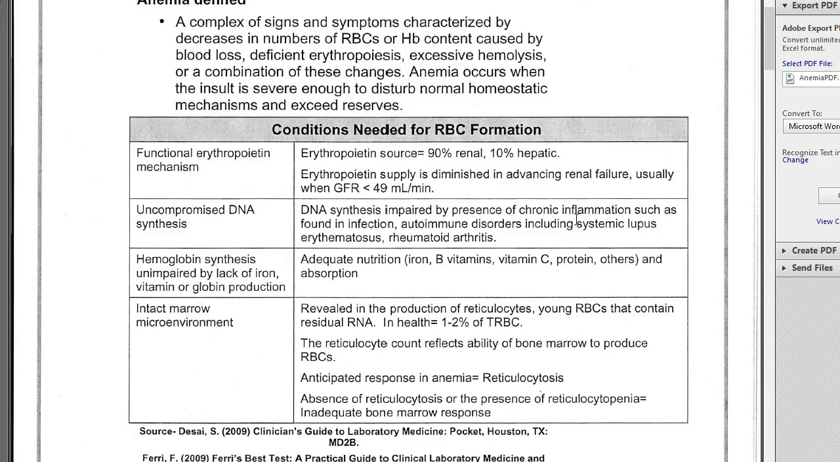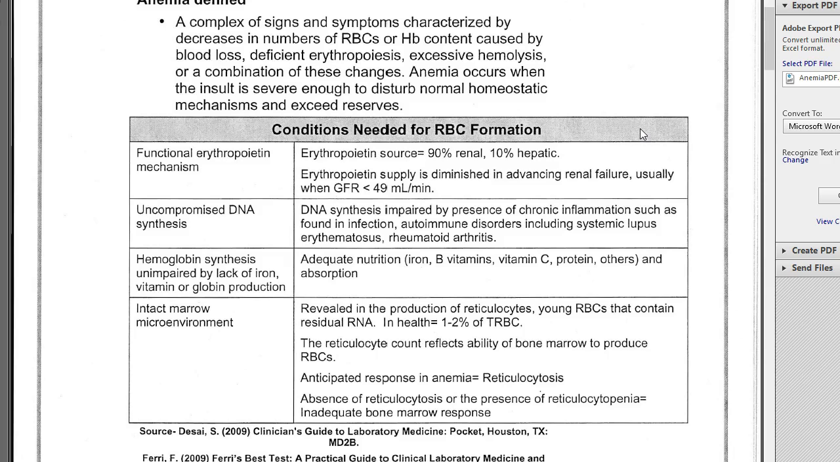Anyway, we'll get into that some more when we start talking about some of the specific anemias. But that's kind of a general overview in terms of subjective and objective clinical presentations. So, all right, we've defined anemia, conditions that are needed for red blood cell formation. That's really what we're focusing on here when we're talking about anemia. You need to go back to your patho. You need to remember how red blood cells are formed.